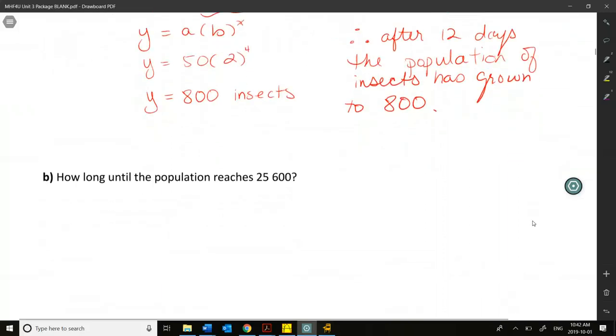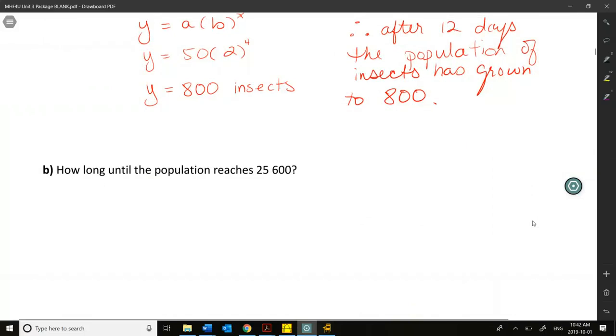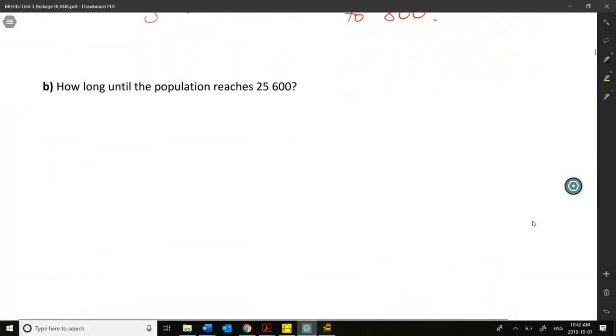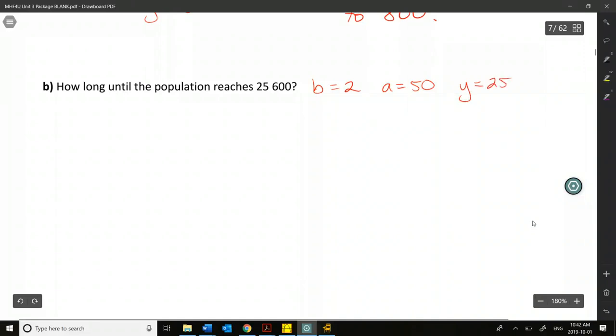All right. How long until the population reaches 25,600 insects? Okay, so I'm still doubling. I am still starting with 50 insects. My y is my future value, so we actually have that value now. What we don't have is the total time. So we'll put that as part of our x, but we do have a growth period that we can put in as 3 days.